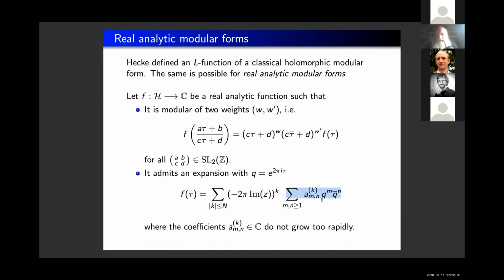So a two-dimensional power series in Q and Q bar. So a classical holomorphic modular form would have no Q bar dependence, and we wouldn't allow any powers of any imaginary parts of Z here. Okay, so the summation range for K is finite, but the M and the N's go off to infinity. And I need a very, very weak condition on the coefficients that they don't grow too fast. So these conditions are amply satisfied for modular graph forms.